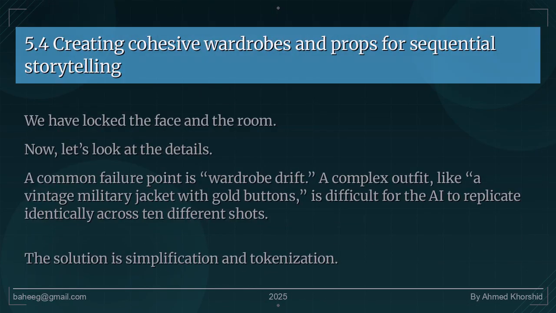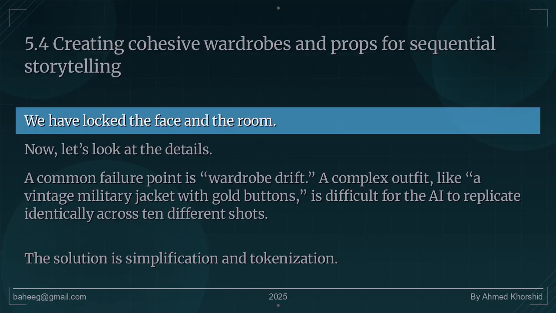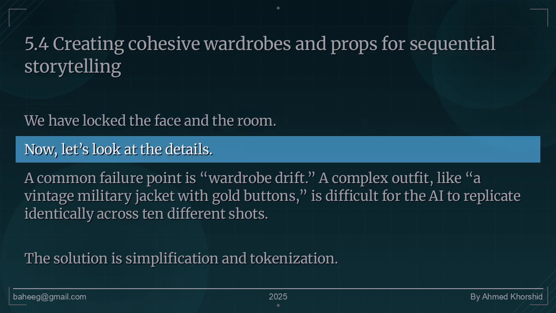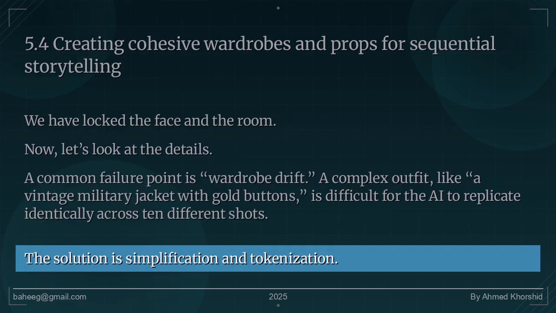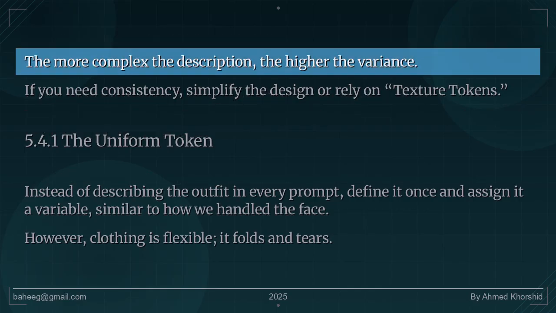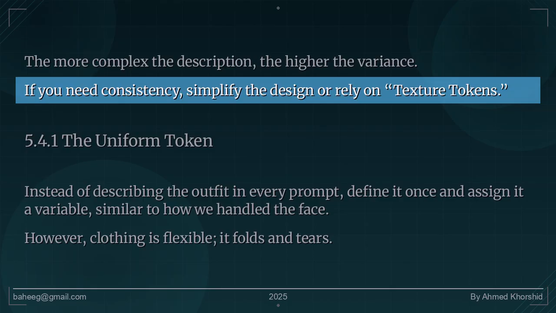Point 5: creating cohesive wardrobes and props for sequential storytelling. We have locked the face and the room. Now, let's look at the details. A common failure point is wardrobe drift. A complex outfit, like a vintage military jacket with gold buttons, is difficult for the AI to replicate identically across 10 different shots. The solution is simplification and tokenization. The more complex the description, the higher the variance. If you need consistency, simplify the design or rely on texture tokens.